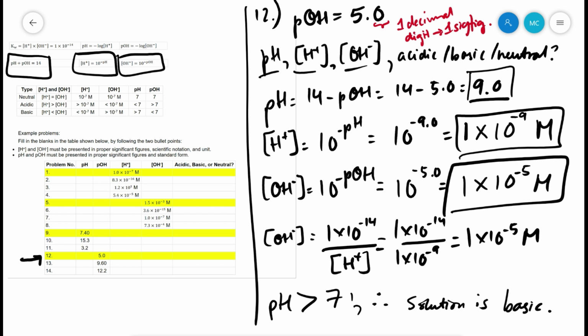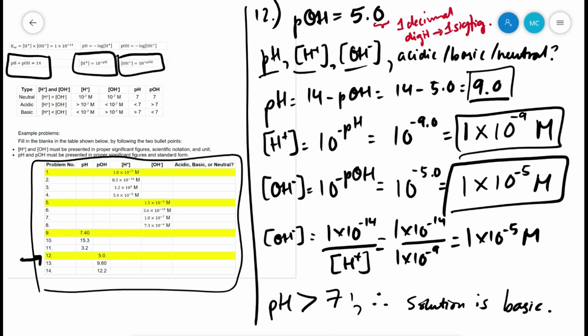So there are about 10 more problems in the table here that you should try to do: number 2, 3, 4, 6, 7, 8, 10, 11, 13, 14. Try to do all of them and let me know if you have any questions.